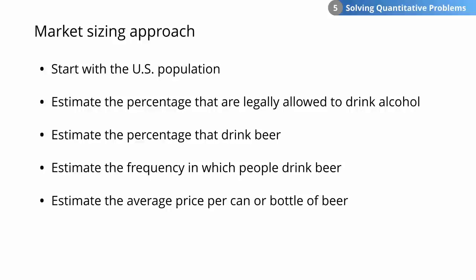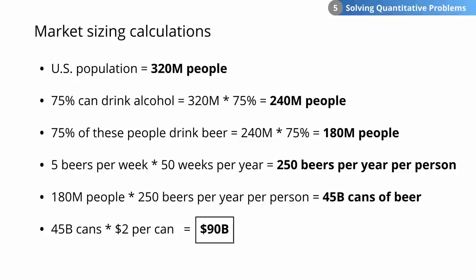A sample answer to this question could sound like the following. Following my approach, I'll assume the US population is 320 million people. Assuming the average life expectancy is 80 years old and an even distribution of ages, roughly 75% of the population can legally drink alcohol. This gives us 240 million people. Of these, let's assume 75% of people drink beer. That gives us 180 million beer drinkers.